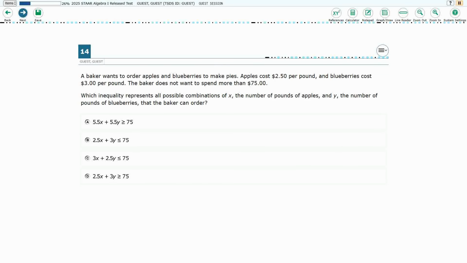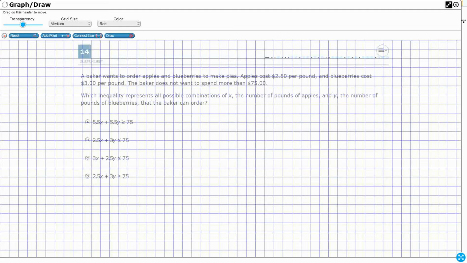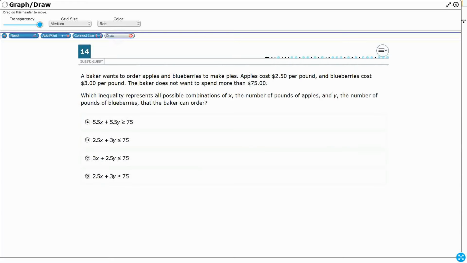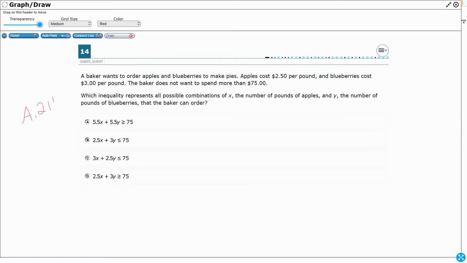Next, for number 14, we are writing linear inequalities. We've got a word problem here, a verbal description, and we need to put this into an inequality. Sometimes these are straightforward, sometimes they're a little bit challenging. So let's see. A baker wants to order apples and blueberries. All right, so apples is X, and then Y is going to be blueberries. Okay, so let's keep that in there.